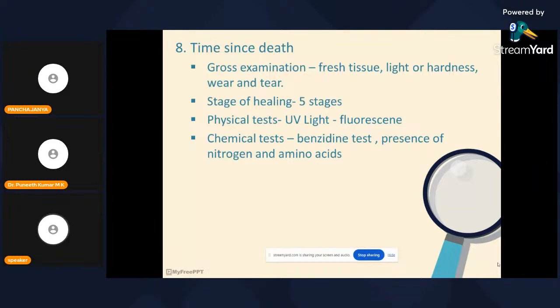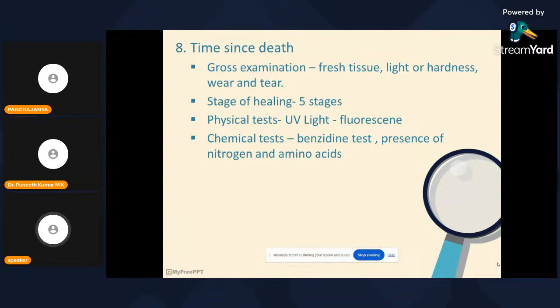And wear and tear of the bone. As days or years pass, the bone is slightly damaged, or there will be damage to the upper layer of the bone, or it will become brittle and we can easily break the edges. The upper surface can be removed based on this wear and tear, the light or dark hardness, and the presence of fresh tissue. Gross or physical examination of a bone can be done. And stage of healing, there are 5 stages of healing.